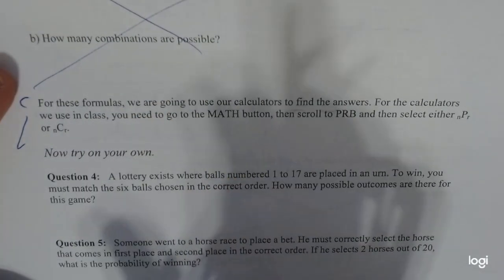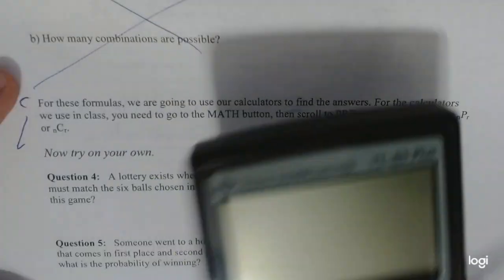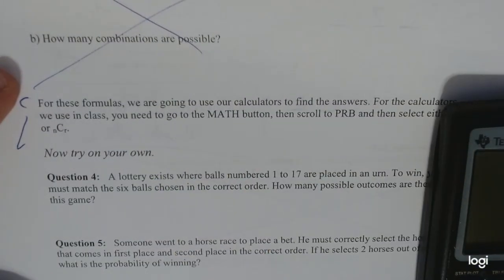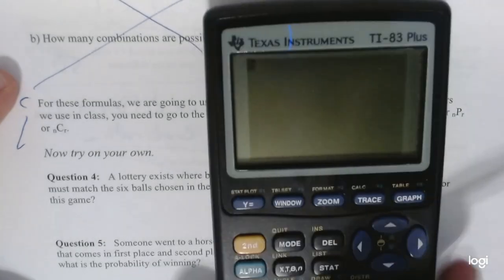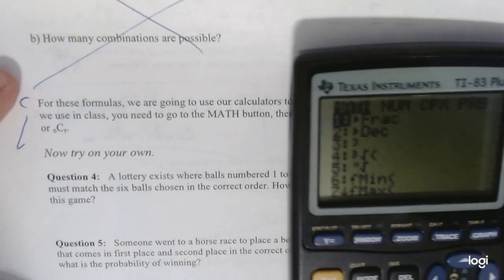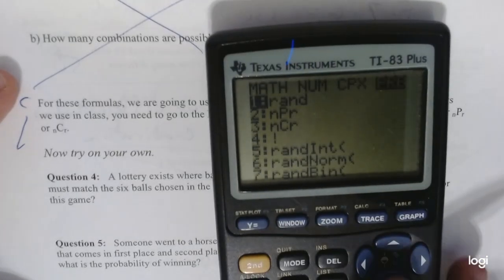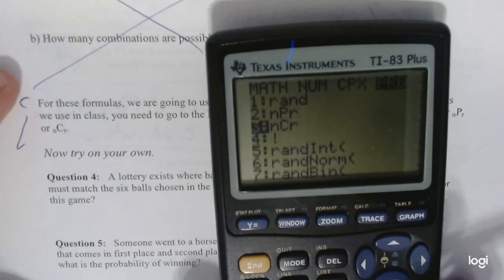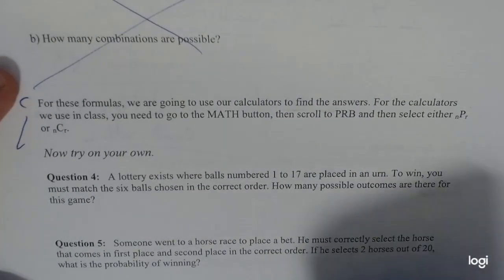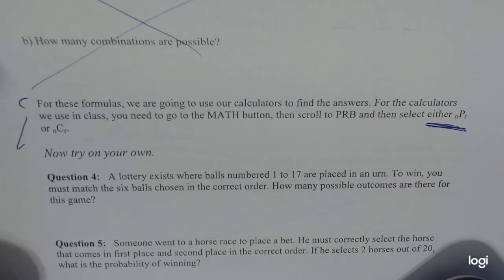Okay. So when it comes to certain types of calculators, for example, like these, you're going to have to go to the math button. If you go to the math button, which is sometimes here on the calculator, you're going to have to go all the way to the probability. So you just scroll, there's your probability, and then you notice there's a P and C there. Most other calculators have it already on there, so they have a probability portion. So like I said here.